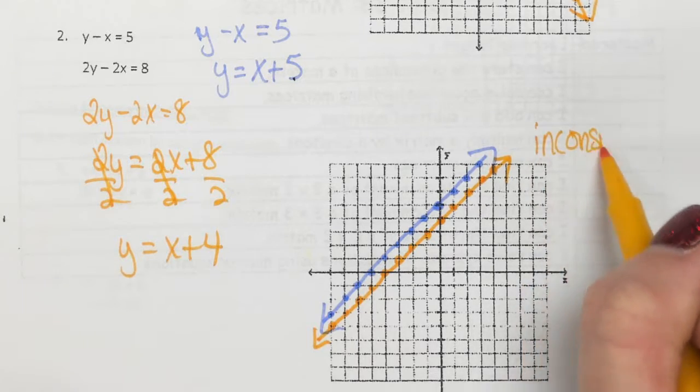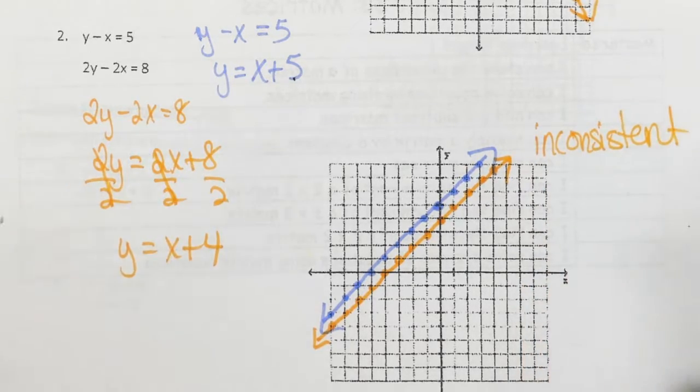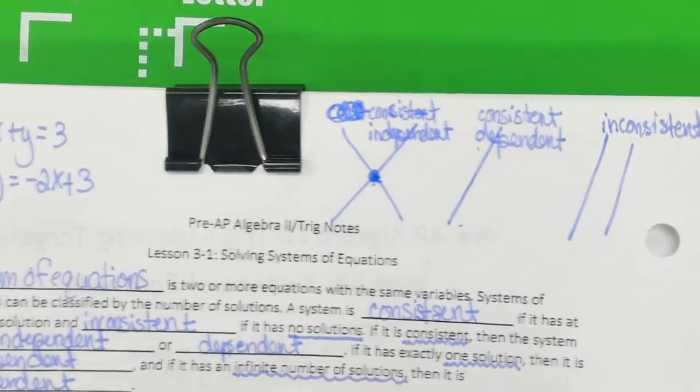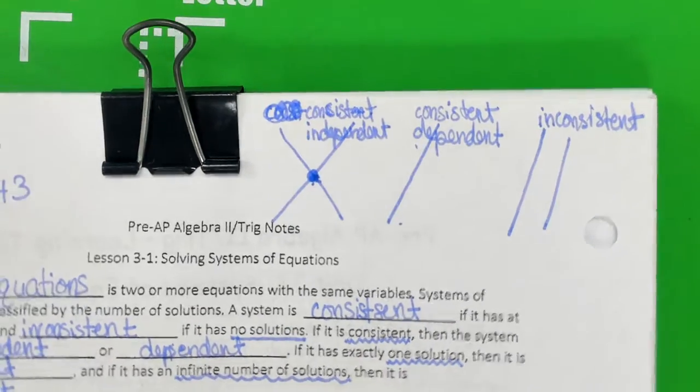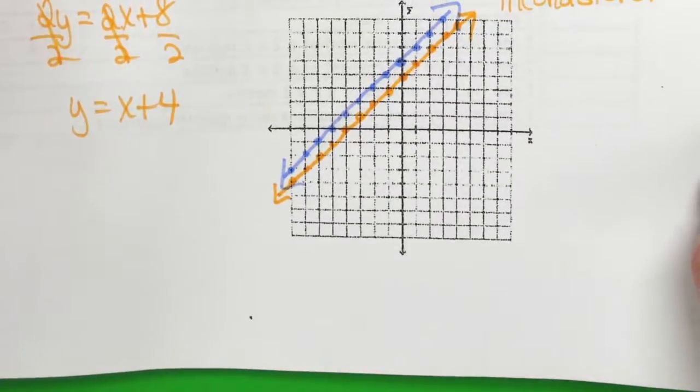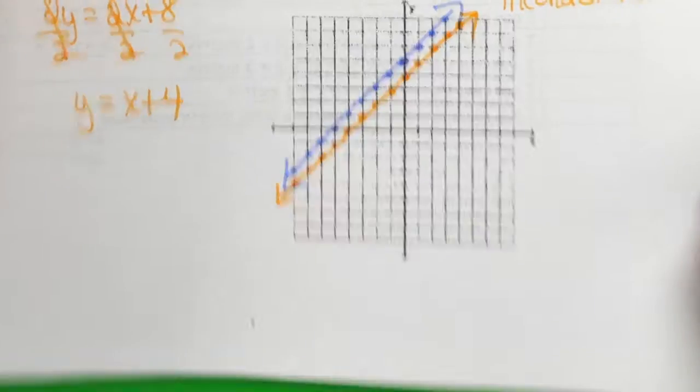Inconsistent. Did y'all do the graphs at the very top of your paper? All right, so does it have a point where they're ever going to cross? No, so it doesn't have a solution. All right, let's go to the next one. Come on, flip over. All right, 3 and 4. Y'all try 3 and 4, see what you can do.